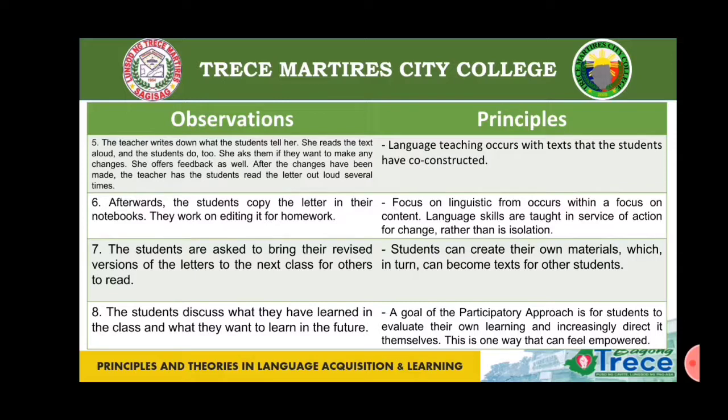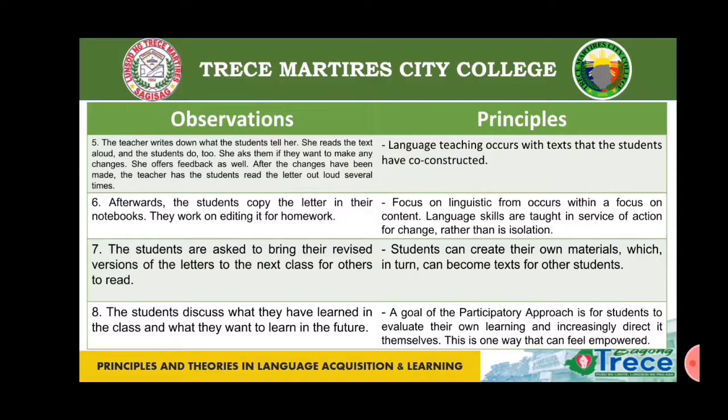So the principle: language teaching occurs with texts that the students have co-constructed. So as a teacher, we should practice how to deliver it clearly for the students para maintindihan nila. So, as a teacher, we ask them if we want to clarify, or ask a question to clarify something that they didn't know, or hindi nila masyadong naintindihan. So we are open to change, or to kung ano yung maaaring ibahin.